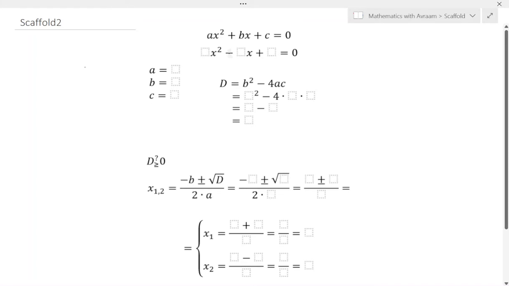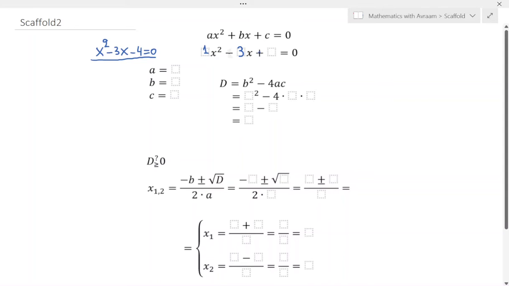An example would be here x squared minus 3x minus 4 equals 0. That's our equation. So let's put all the numbers here because it's in the correct format. In front of x, here you see nothing, but you have 1. And here b is minus 3, and c is minus 4.